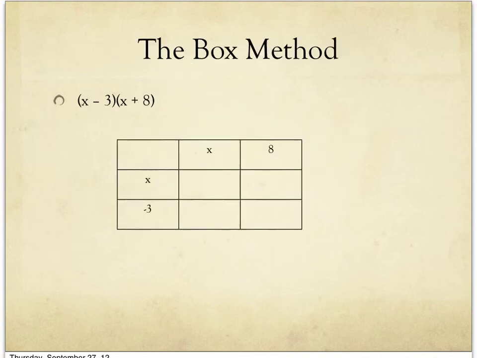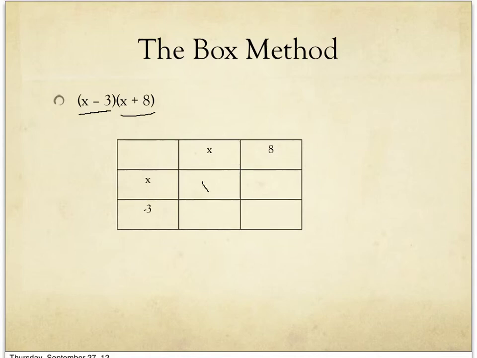Now let's take a look at a different method, and we call this method the box method. And for very visual people, this method sometimes works very well. And what I do is I take one polynomial, x minus 3, and I list its individual terms down one side of my box. And I take this other polynomial, x plus 8, and I list its terms across in my box. And then I multiply the two terms.